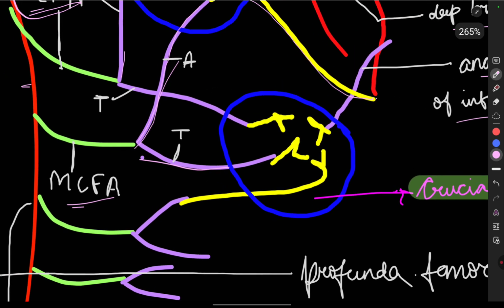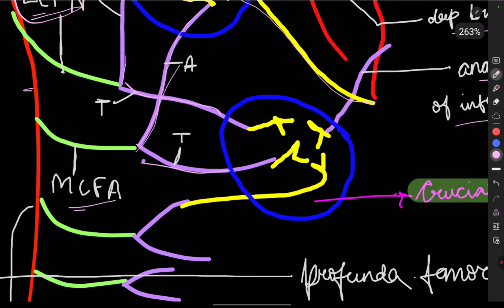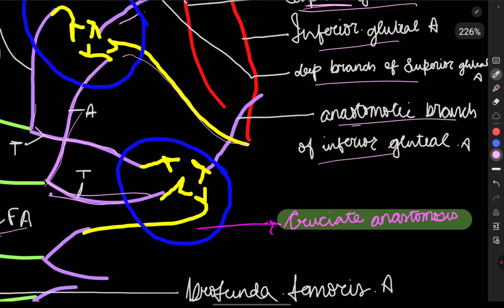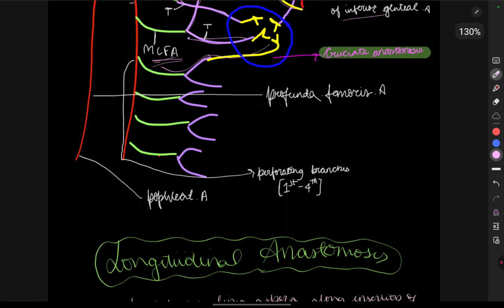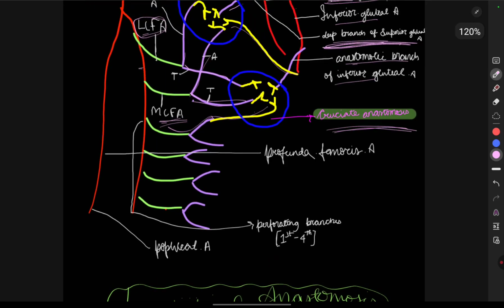The cruciate anastomosis is from the descending branch, again the descending branch of both the lateral and the medial, one from the deep branch of the superior gluteal artery, and then the first perforating ascending branch of the profunda femoris artery. So this is the trochanteric and the cruciate anastomosis.